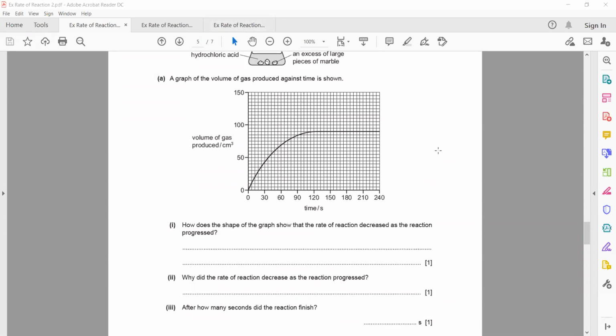Will it be steeper or less steeper compared to the original? The reaction will be faster, so it will be steeper. But because we took the same amount of the reactant, the final product will also be the same. So you should draw a steeper graph, but the final volume should be the same.